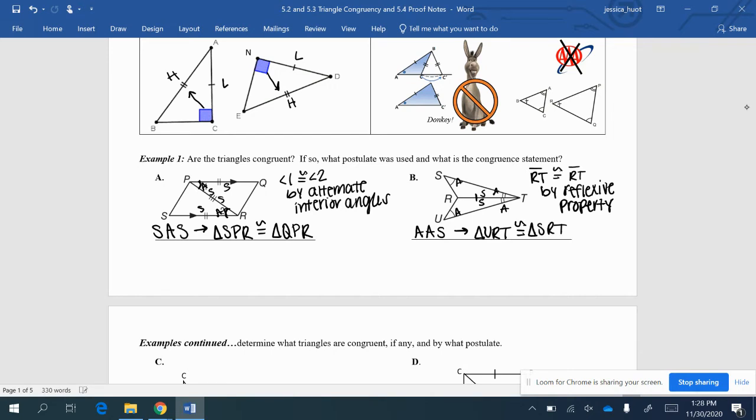I've always been putting my triangle symbol there because, as you notice, you can also use 3 letters to name an angle, so you need to tell me that you're actually talking about the triangle, so always put your triangle symbol there. And I like to write that we proved RT is congruent to RT by the reflexive property. Get in the habit of writing that stuff down, because if you don't, then you might start getting confused.